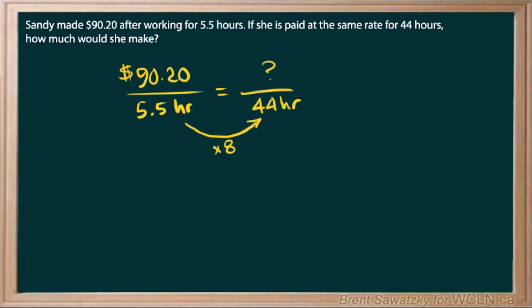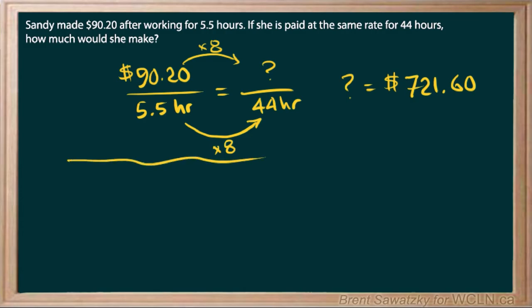So rates, ratios, whatever, we know that if we multiply the bottom by 8, we're going to have to multiply the top by 8. And so what we could say is just looking at that, 8 times $90.20, and probably throw that into a calculator, and $721.60. So that's one way to do it.